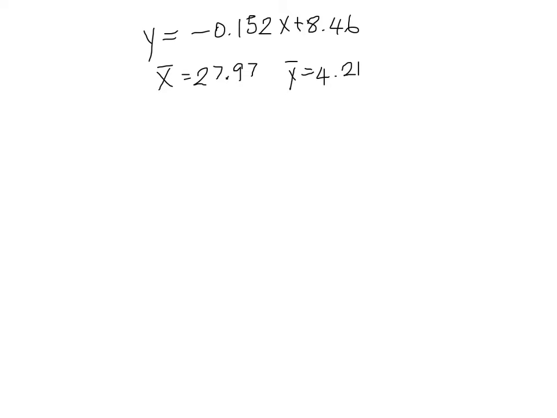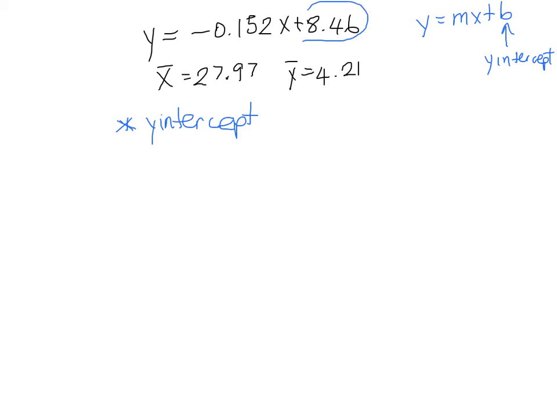The first point that the line of best fit must go through at all times is the y-intercept. If you recall from coordinate geometry, when you have the equation of a line y equals mx plus b, the y-intercept is the b. That's where the line crosses the y-axis. So in this case, we have a y-intercept of 8.46, which means that the line must cross the y-axis at 8.46.